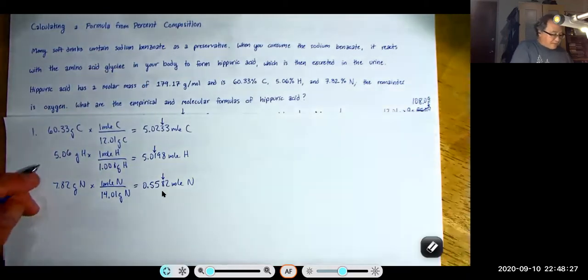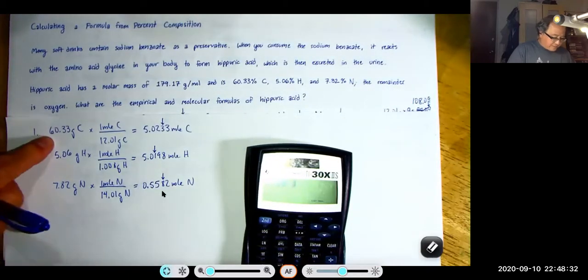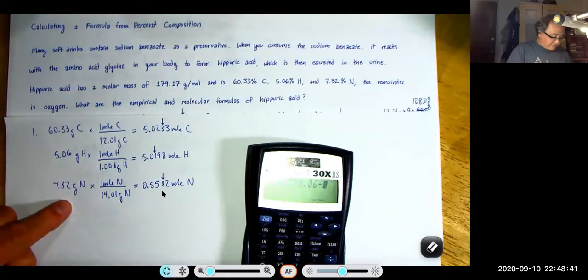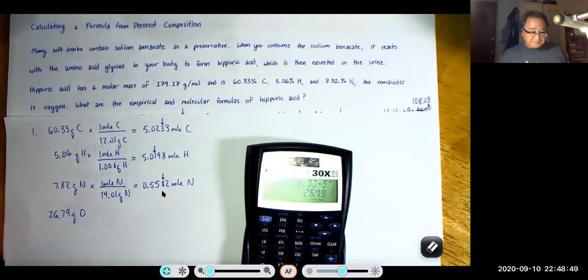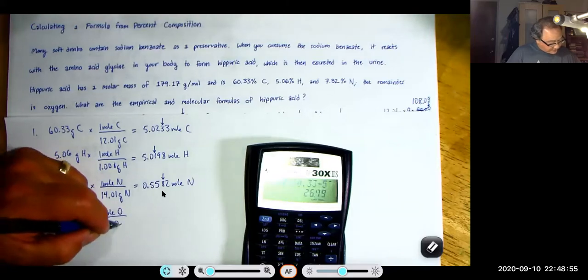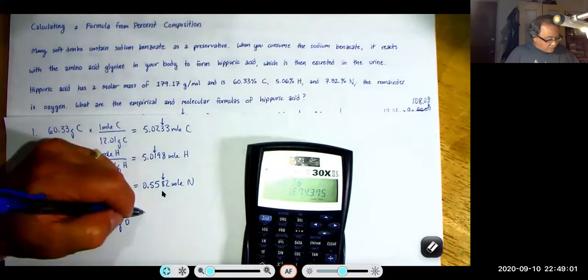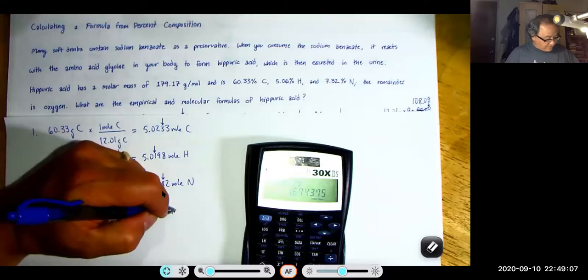And then we have to figure out how much oxygen we have. So I'm going to take 100 and subtract from that 60.33 and 5.06 and 7.82. So we get 26.79 grams of oxygen times 1 mole of oxygen per 16.00 grams of oxygen. And we get 1.674, I'm going to call that 4 mole of oxygen.